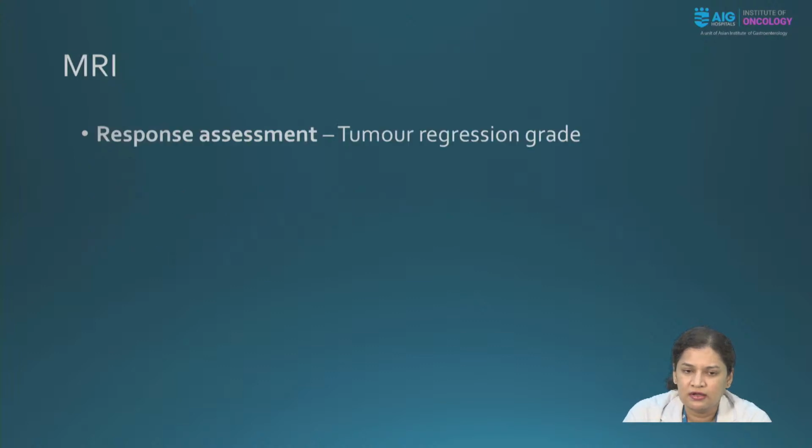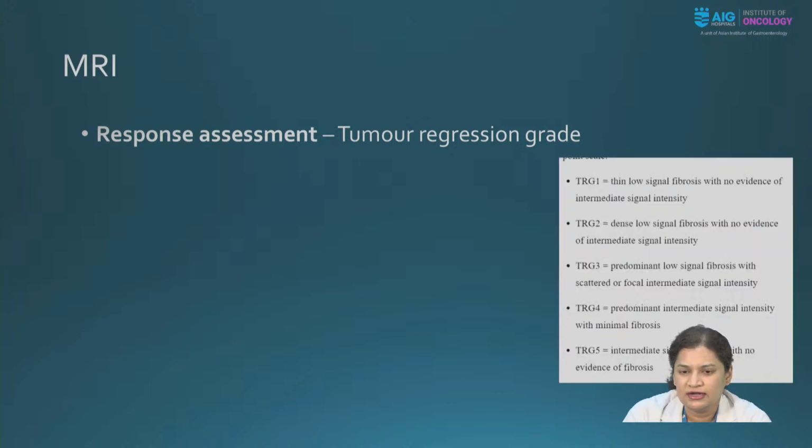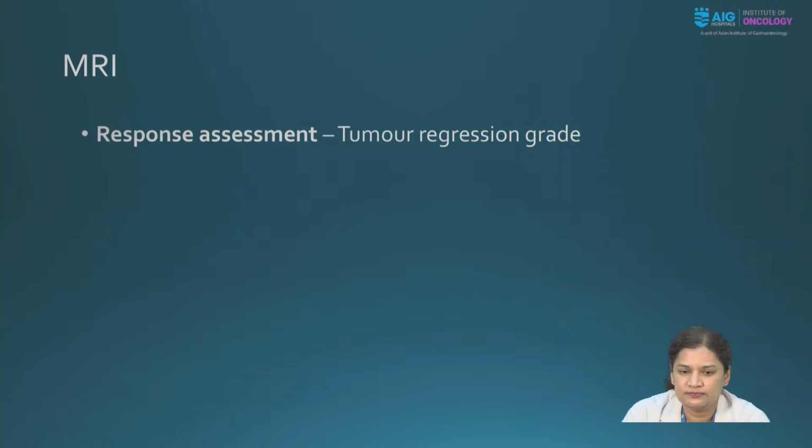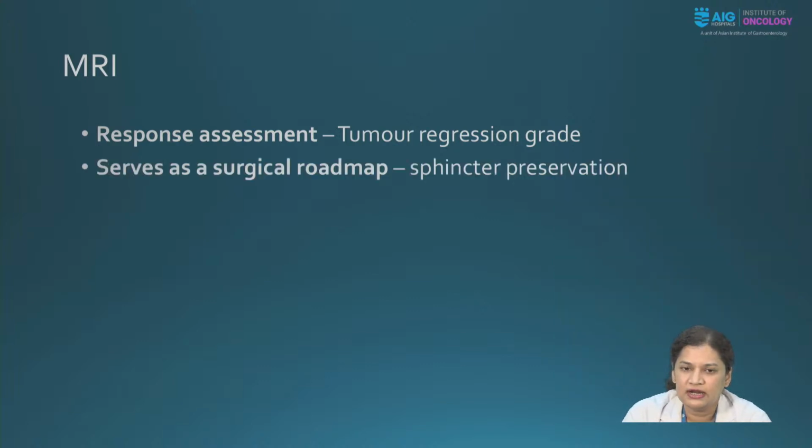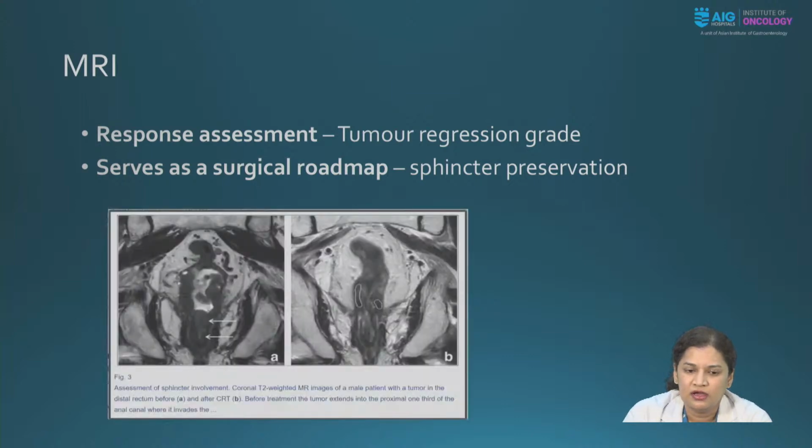Once you assess response, an MRI is very, very important because it assesses tumor regression grade. It can very accurately predict what you're going to find in your pathological specimen. And more importantly, an MRI serves as a surgical roadmap for sphincter preservation. For example, this patient pre-treatment had sphincter involvement, but on the post-treatment MRI, there is complete fibrosis in the sphincteric region, and this could potentially spare this person's sphincter.